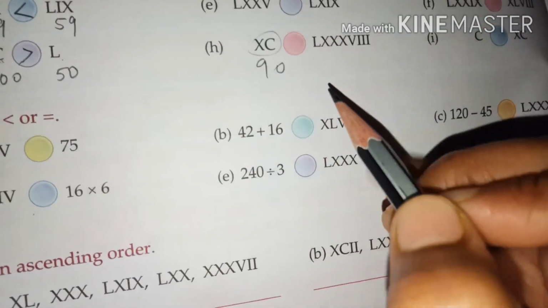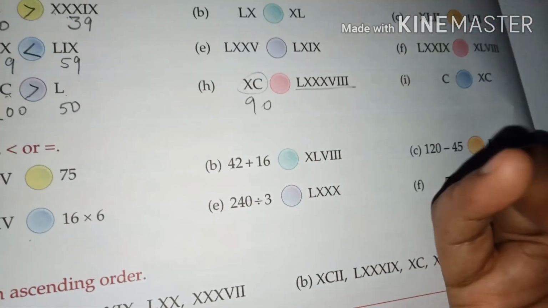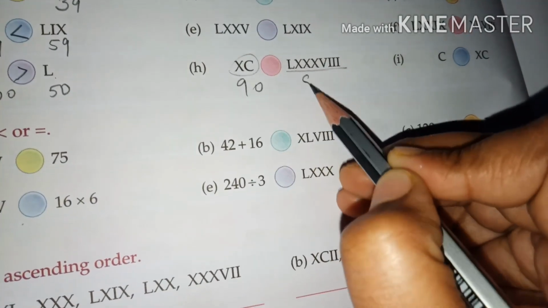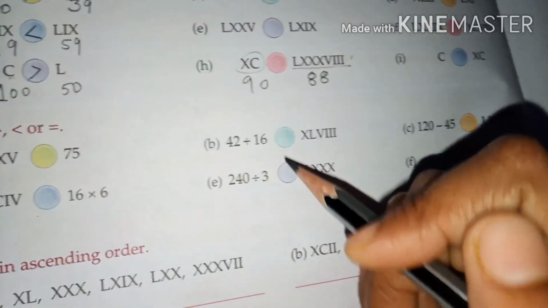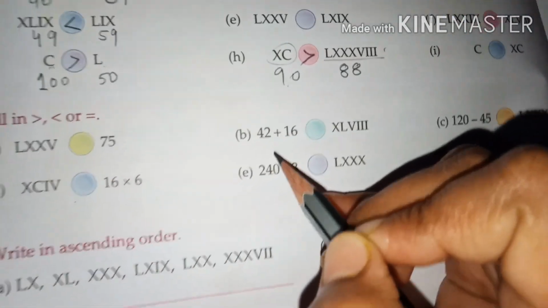Now this number looks smaller to us, and this number is greater. Okay, so let's find out which number is greater. It is 50, 60, 70, 80 and 88. See, I have just told you, those who don't know about Roman numerals will say that this number is greater because it appears greater to us. But actually this number is greater. XC is greater.